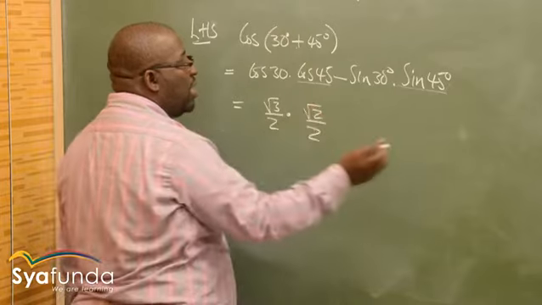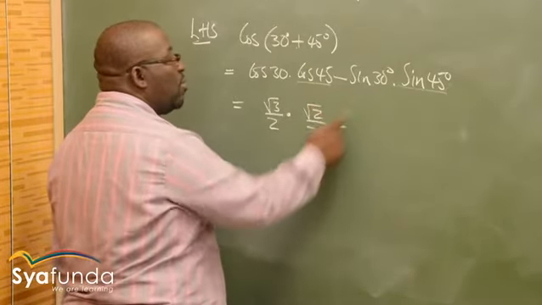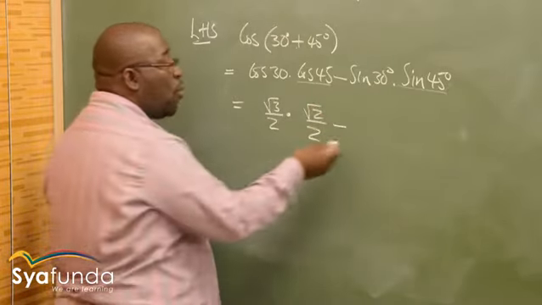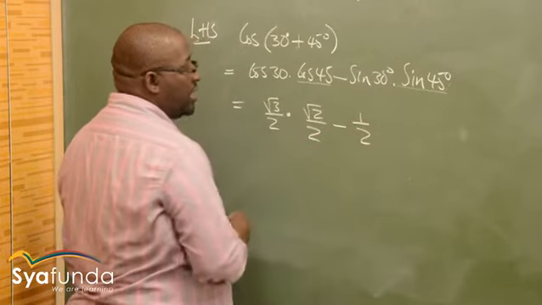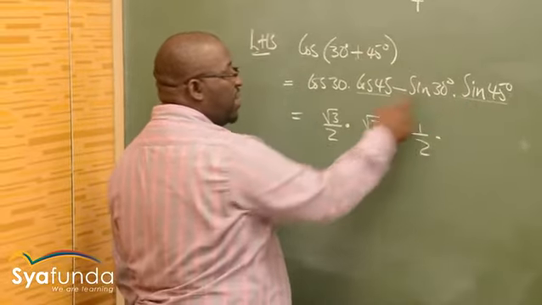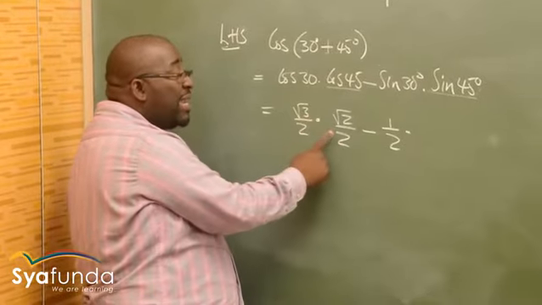I'm just going to cut this one here and paste it there. This is minus. What is sine 30? Sine 30 is 1 over 2 in my calculator. It is half times, sine 45 is the same as cos 45. So simply like cos 45.